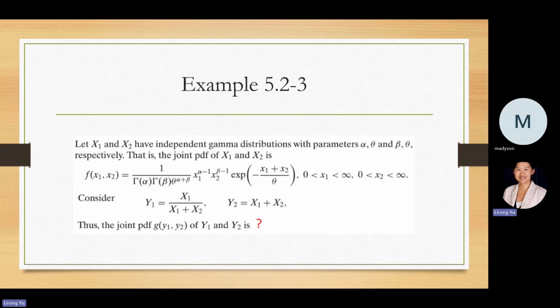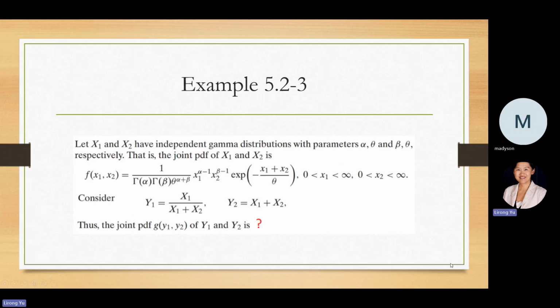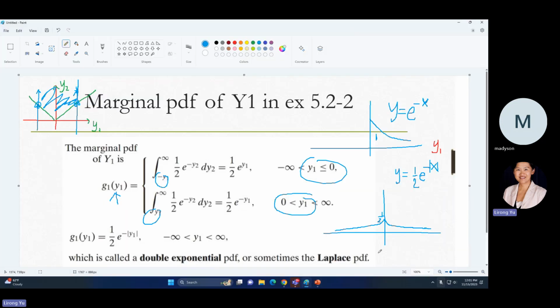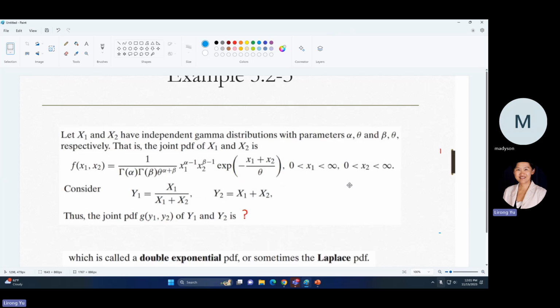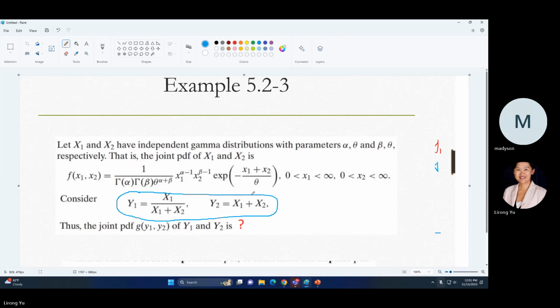All right, so I guess we can do this. We're going to try to see the process and then understand what's being written in there. So let's try to find the inverse. If you look at this transformation, this is a transformation from x1, x2 to y1, y2. We want to be able to solve x1, x2 from this.